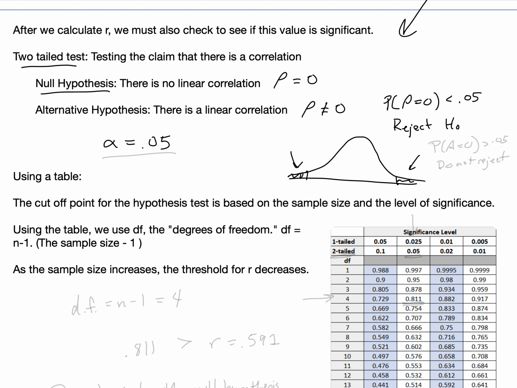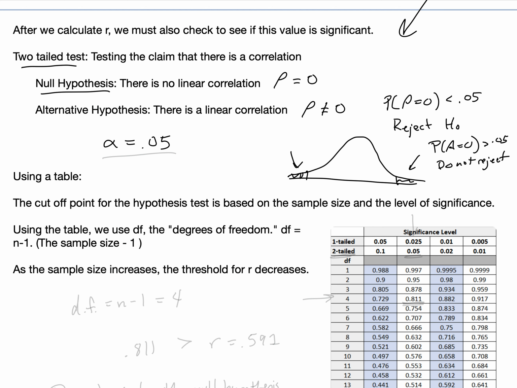Then we reject the null hypothesis and say it is very unlikely that there is no linear correlation in this case, versus if the probability that rho equals 0 is greater than 0.05, we do not reject. And we say, okay, we don't in this case have enough evidence to say that there's a linear correlation between shoe print length and height.